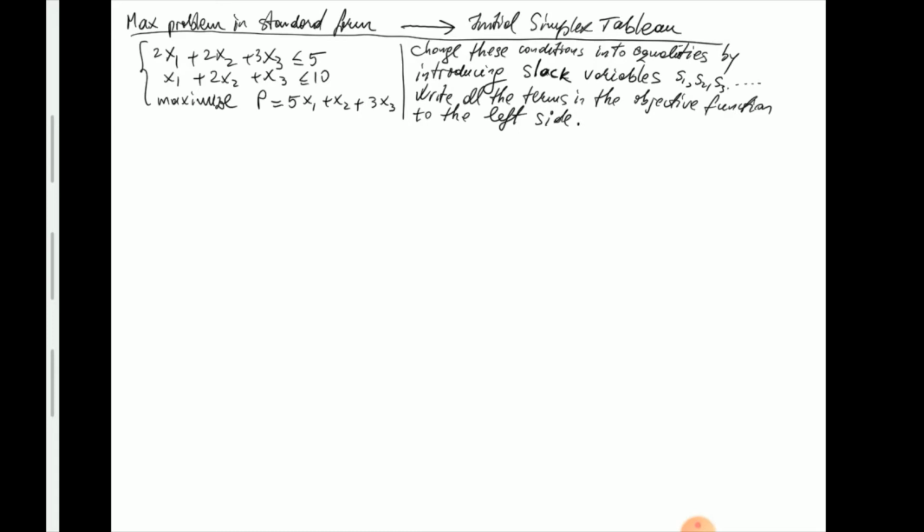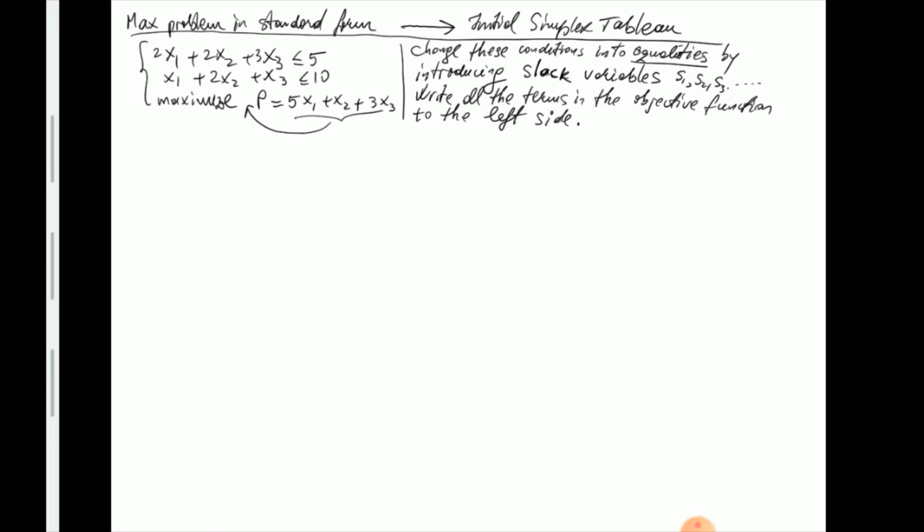So let me illustrate what the slack variables mean essentially. And you'll understand why this ties up with the so-called standard form, I mean, why we need that condition to begin with. So we need to change the conditions into equalities, right? All inequalities should become equalities by introducing slack variables, which we denote S1, S2, S3, depending on how many you need. And then write all the terms in the objective function to the left side of the equality. I mean, we're going to move those terms 5x1 plus x2 plus 3x3 to the left side of the equality.